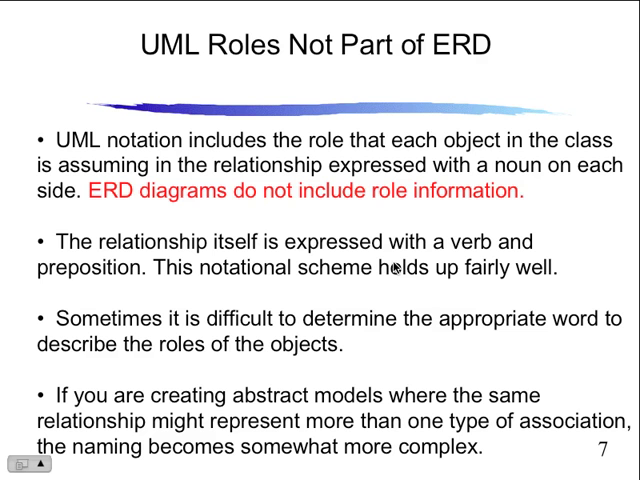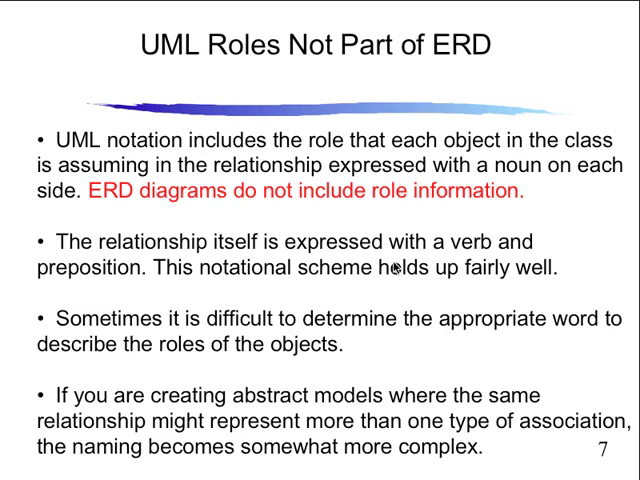And the relationship itself is expressed by a verb. Well, it's the same thing. The relationship is a verb. Students take classes in an entity relationship world. So it holds up fairly well. And sometimes it's difficult to determine the appropriate word, obviously, especially when you have multiple roles that are going on. Do classes take students, or do students take classes? So takes is probably not a good word to use, but enrolls in. Has, maybe student has classes, classes has students. So it's kind of tricky. Same problem you have in UML.